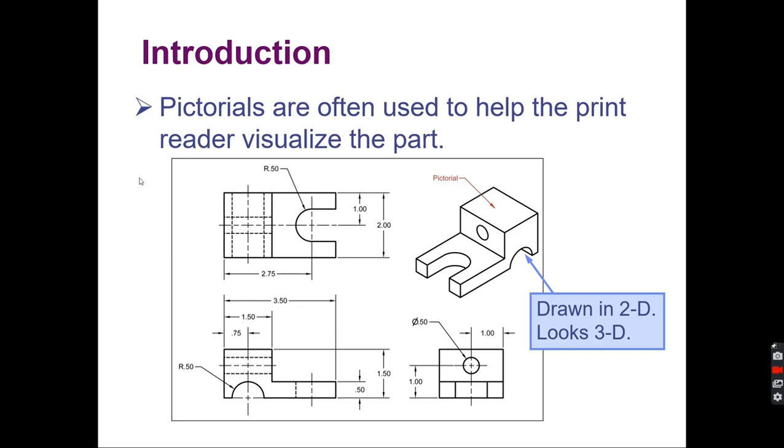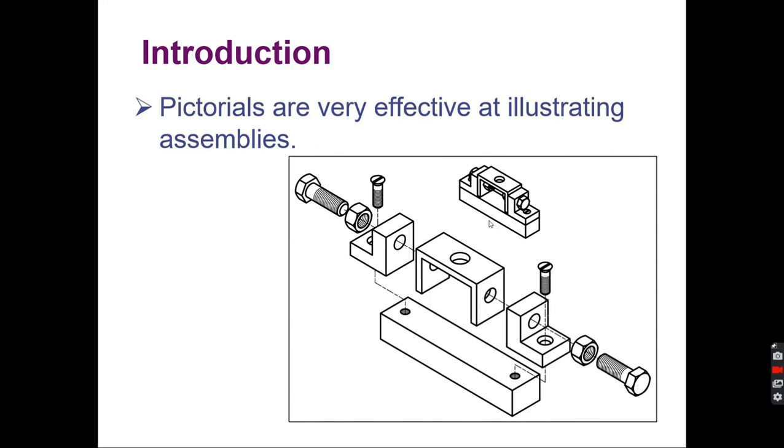We often take a 3D orthographic drawing and then stick a pictorial in there. That way it gives the person making it a better idea of what it looks like. Again, it's drawn in 2D, but it looks like 3D. Here's an example of an assembly. You will be making an isometric assembly of our air engine later.